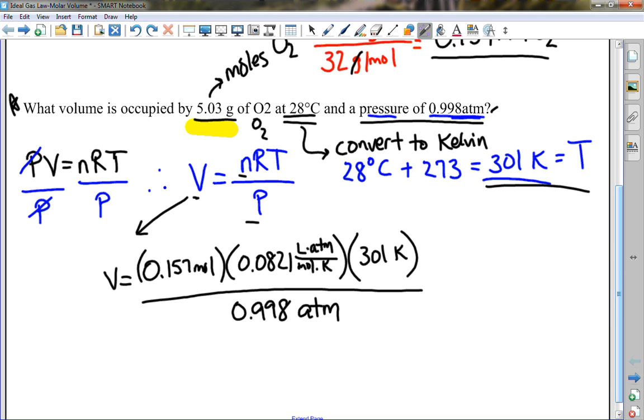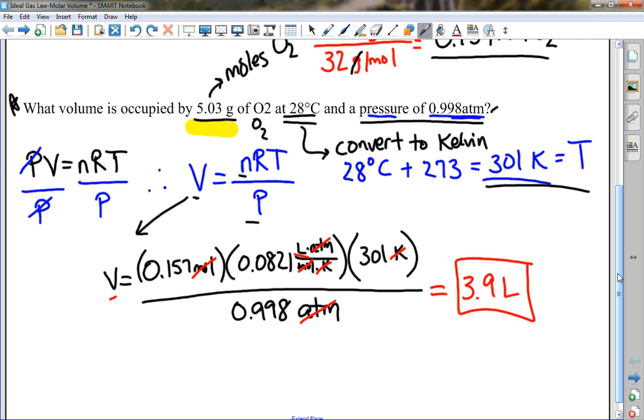atmosphere. Okay, so when you multiply across the top and divide by the bottom, moles cancels with moles, atmosphere cancels with atmosphere, Kelvin cancels with Kelvin, and look what we're left with: liters, which is a unit of volume. Doesn't that make sense? So we multiply everything across the top, divide by the bottom, and you get 3.9 liters. Done.